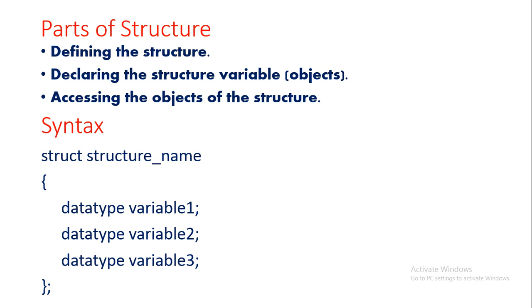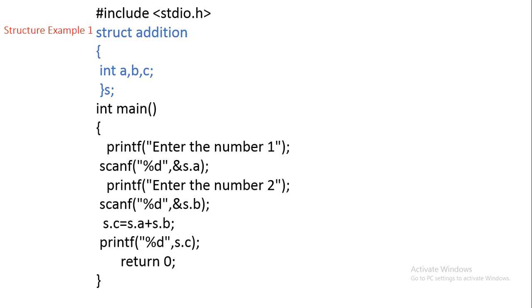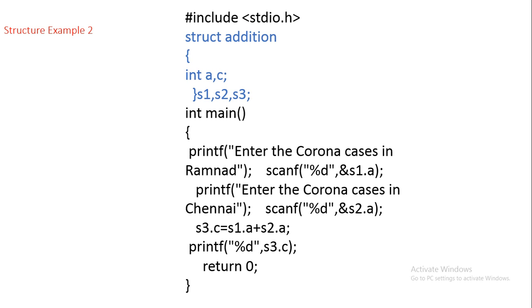So far we have discussed how we create the objects. Struct addition, s is the object here, right? s dot a means we are accessing the variable a through this s object. Likewise s dot b means we are accessing the variable b using this s object. Just go through this program.